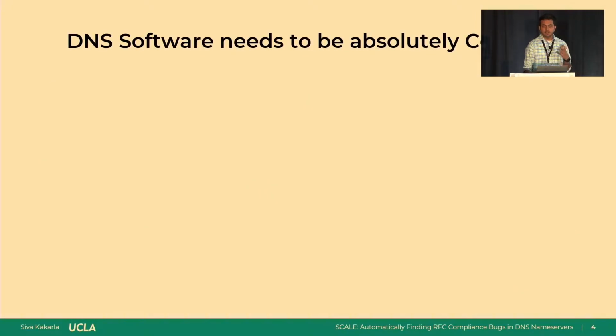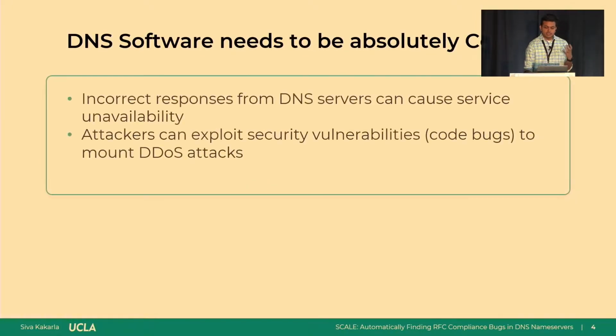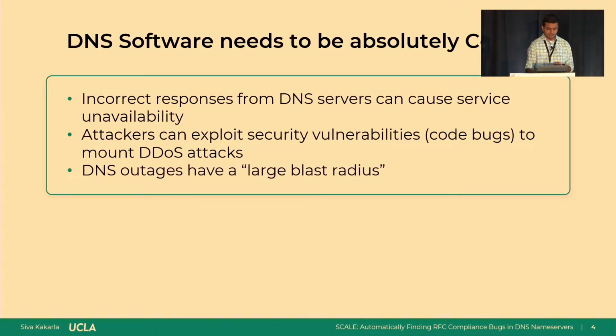DNS software needs to be absolutely correct. When DNS does not work, or when you get a wrong response, or the software is vulnerable to being attacked by malicious parties, this can have dire real world consequences. You lose connectivity worldwide. So DNS has a very unfortunate property of what we call having a large blast radius.